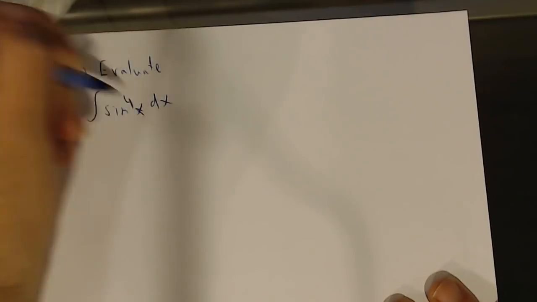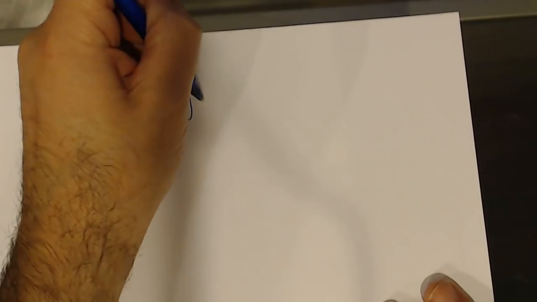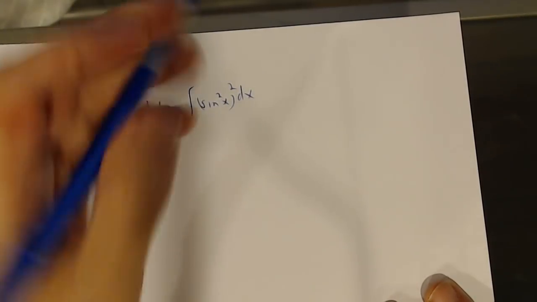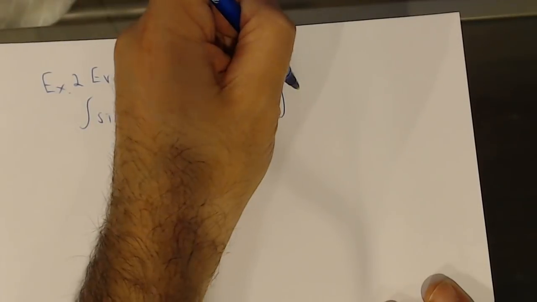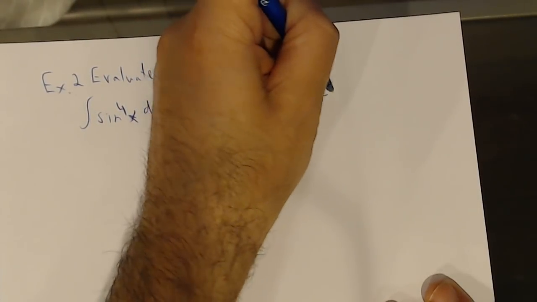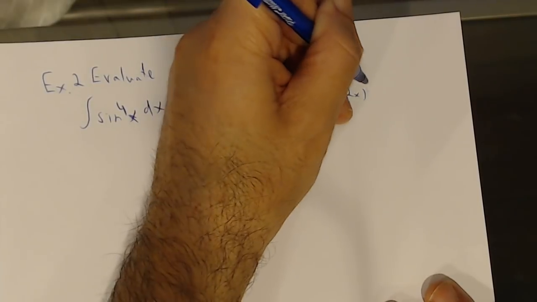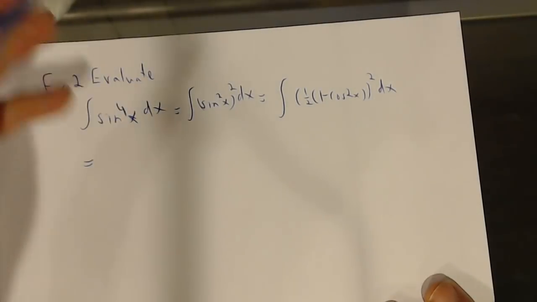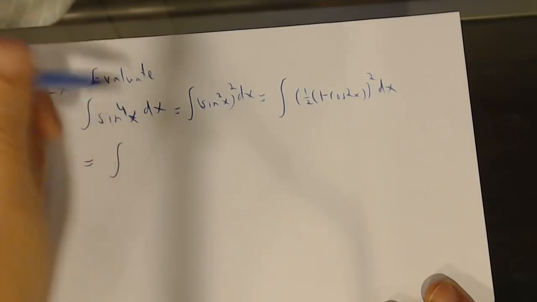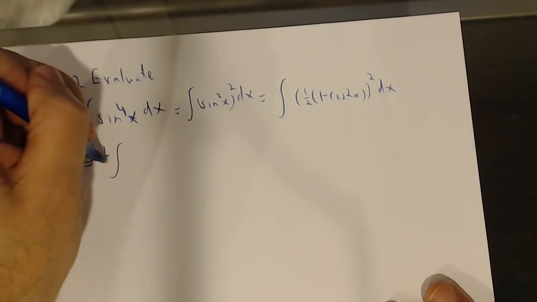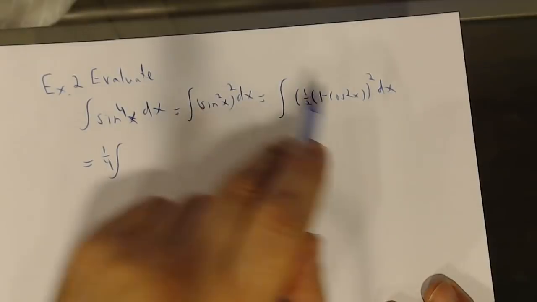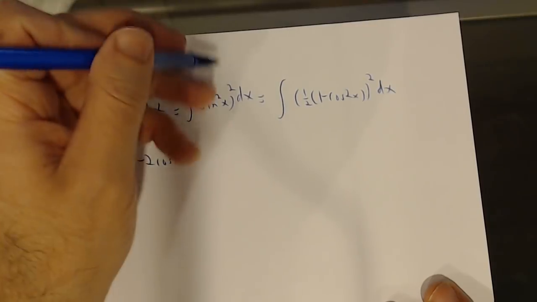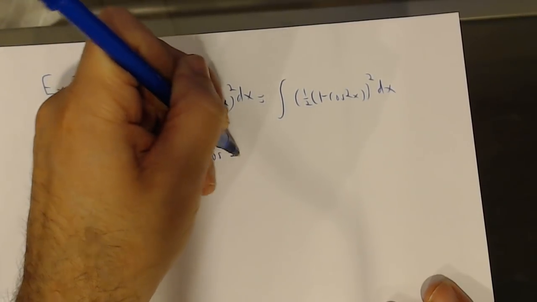So if this is sine to the power of 4x, we could look at this as sine squared x quantity squared dx. And we said sine squared is equivalent to 1/2 times 1 minus cosine of 2x quantity squared dx. Okay, and then let's square this out because parts of it will be able to integrate. So this 1/2 becomes a 1/4, and let's pull it out front. And what's 1 minus cosine of 2x quantity squared? It'll be 1 minus 2 cosine of 2x plus cosine squared of 2x dx.